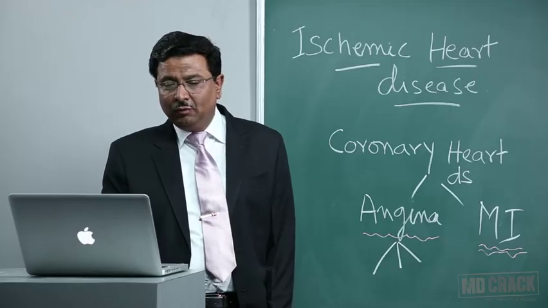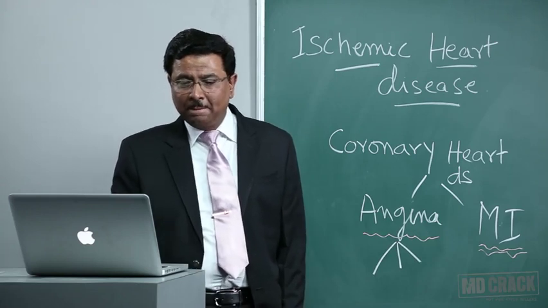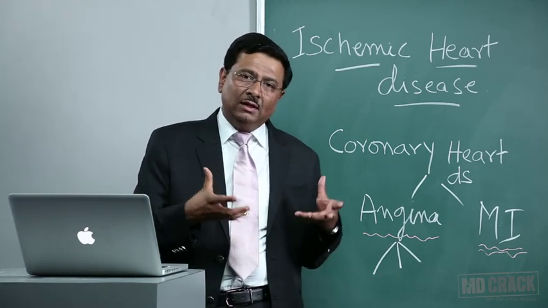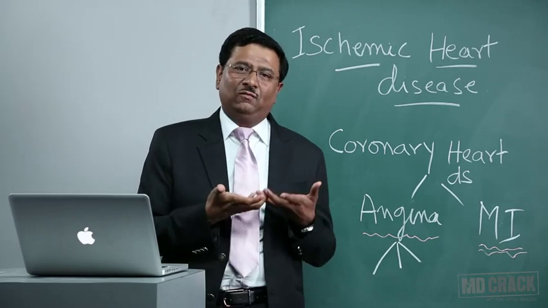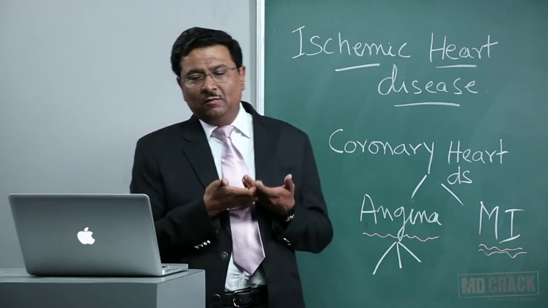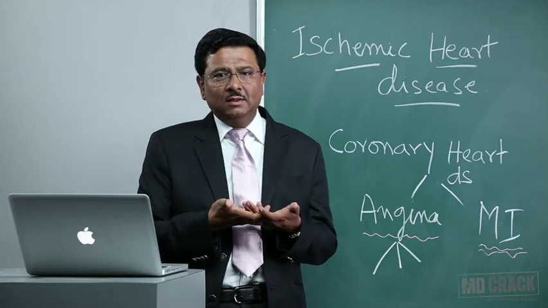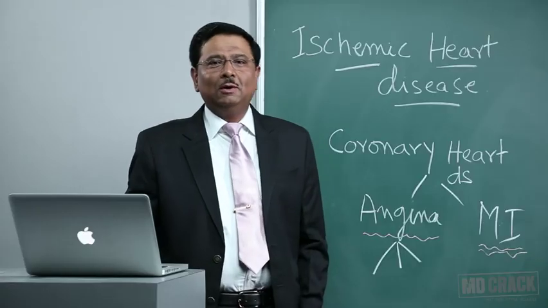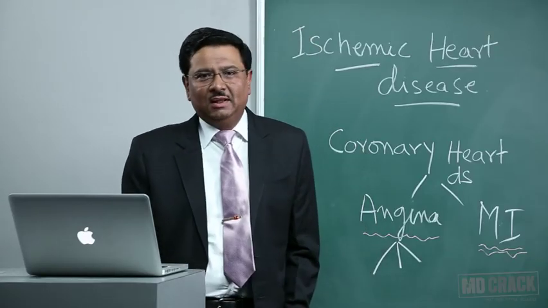What are the factors which influence the oxygen supply or the coronary blood flow? That is duration of diastole. You know why? Yes, because the flow to the myocardium only occurs during the diastolic phase of the cardiac cycle. So duration of diastole will definitely have an influence over the oxygen supply. Coronary perfusion pressure, which is aortic diastolic minus the right atrial diastolic pressure. Coronary vasomotor tone. Oxygenation. Hemoglobin. If the hemoglobin is less, then definitely the oxygen supply would be compromised. And oxygen saturation.